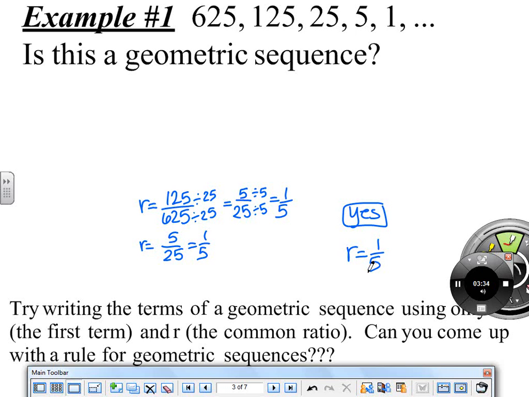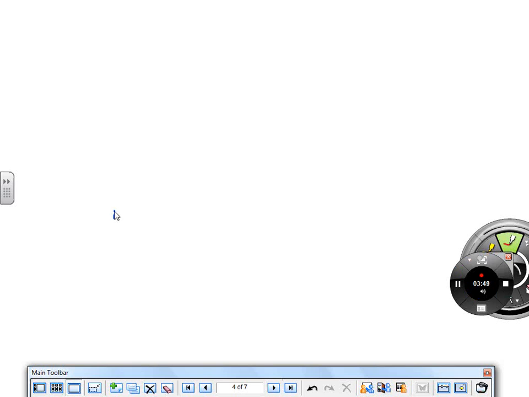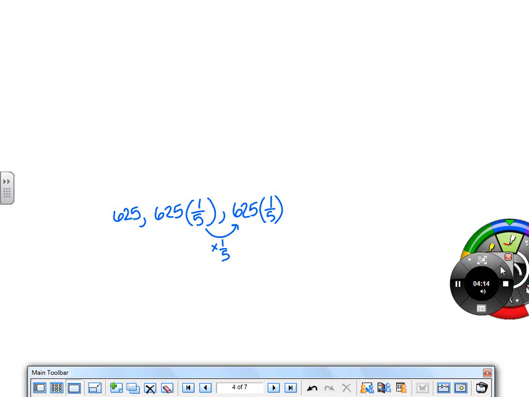Now, what we want to do is try to write the terms of a geometric sequence using only the first term and the common ratio. So we want to see if we can come up with a rule for the geometric sequence. So I'm going to look at the sequence we were just looking at. So this was 625. The next term was the first term times the ratio. Then remember, you'd get the next term by, again, multiplying by that ratio. So if instead of writing the third term as itself, I could write it as the second term, which looked like this, and then times 1/5.